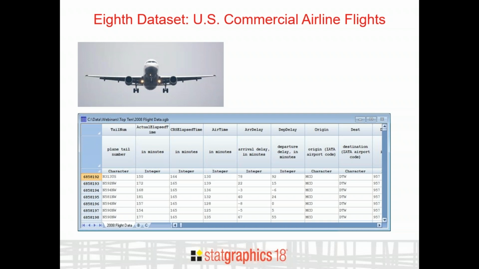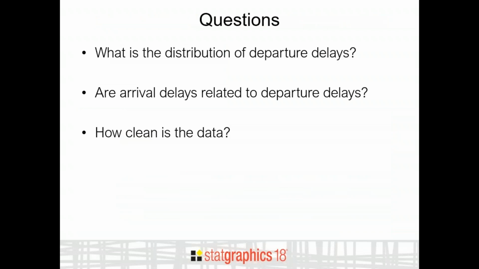However, we still have interesting things to ask, obviously, about large data sets. Of this flight data, for example, I might be interested in knowing what the distribution of departure delays is. Another interesting question, are arrival delays related to departure delays? What is the relationship between how late you arrive at your destination to how late you left, you departed? And then, of course, there's also the problem about how clean is your data.